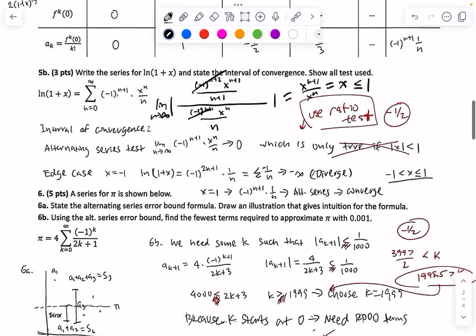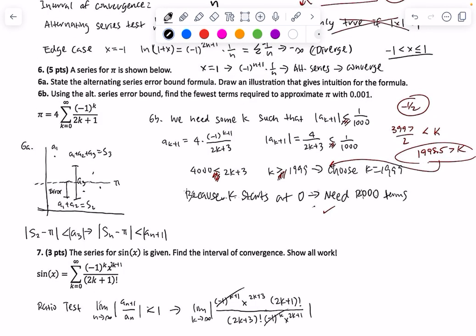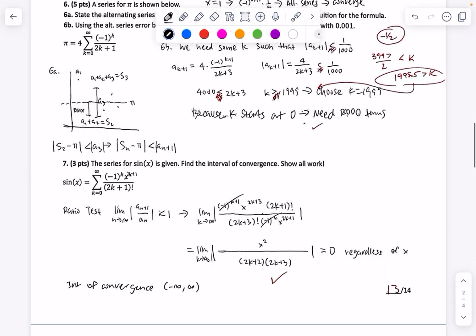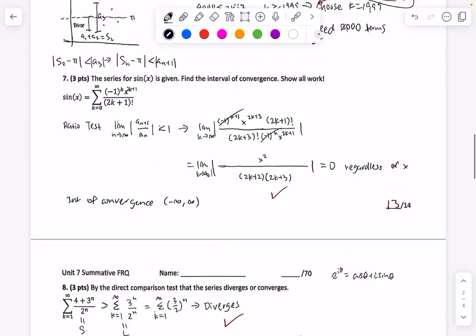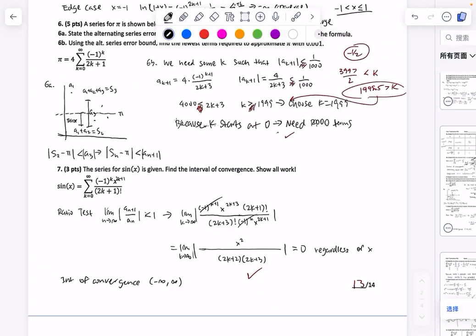All right, I think, Problem 6. This is about the alternating series bound formula. And so let me just add a quick page to kind of illustrate that real quick.